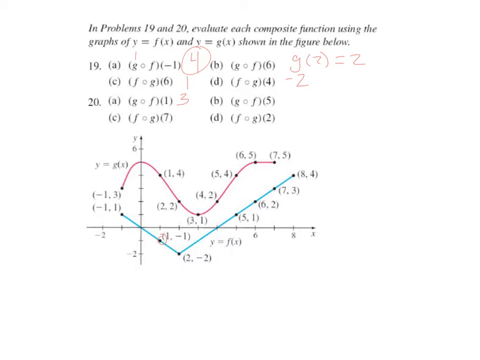f of 5 is 1, right there. g of 1 is 4. g of 7 is 5. f of 5 is 1. g of 2 is 2. f of 2 is -2. That's it.